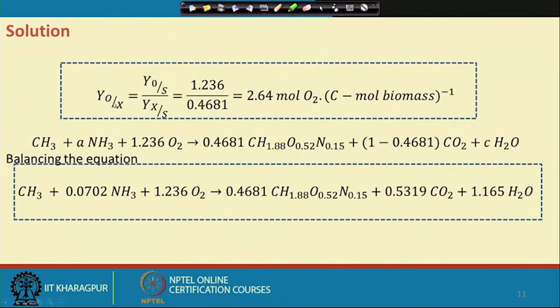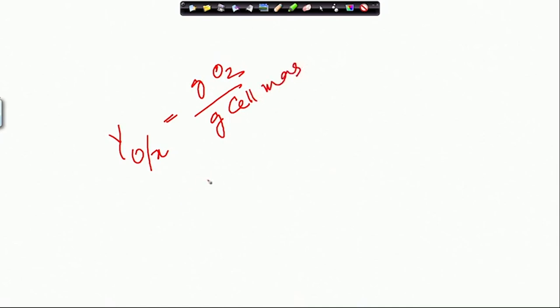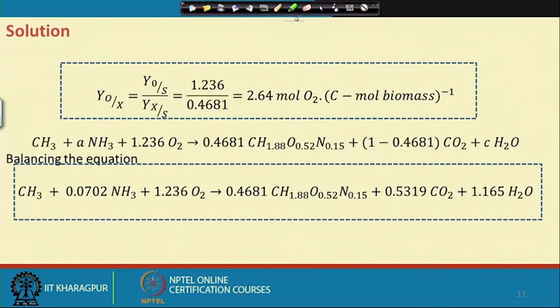Now we can also calculate the YOX, that I can show you. YOX means grams of oxygen required per gram of cell mass, am I right? So I can write it like this: this is equal to YO by S divided by YX by S. We can easily do that, because the S will cancel. This is exactly what is shown here. Then if you do the carbon balance, nitrogen balance, and oxygen balance, oxygen we have already calculated, we find this stoichiometric equation.